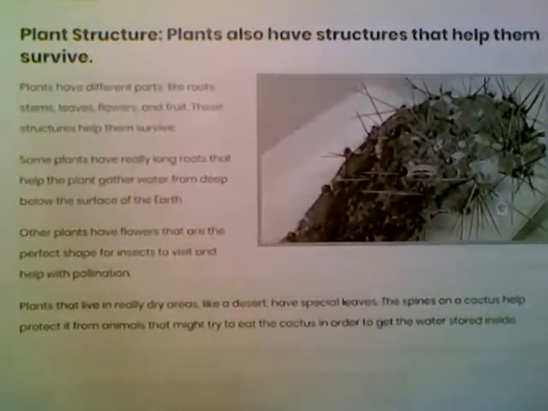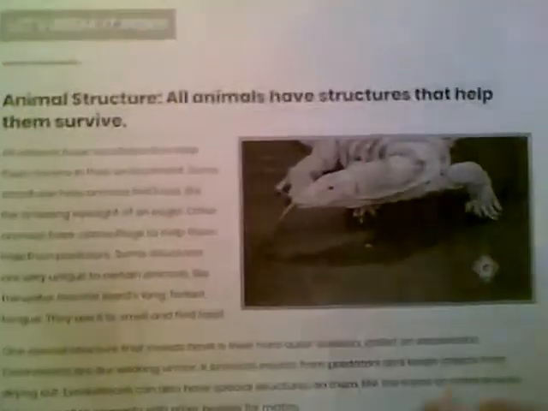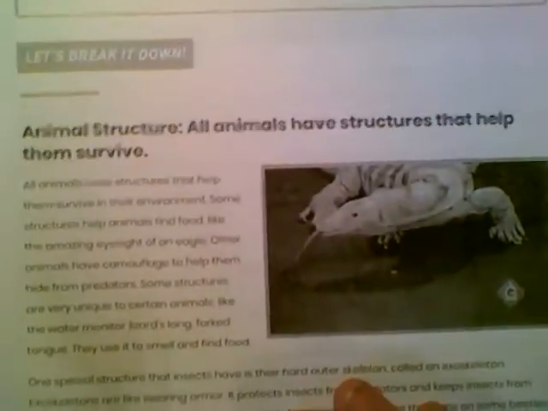And it talks about animal structures. And then the next page talks about plant structures. Okay, so this is our structure part. This is the first part of the lesson where it said structure and function. What we're going to learn about this week is that some animals have certain structures that help them survive.